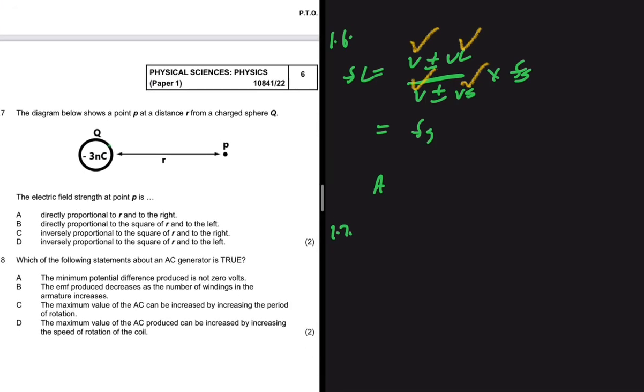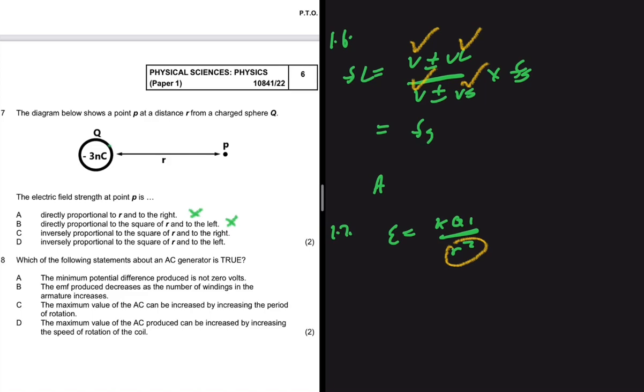1.7, the diagram below shows a point P at a distance R from a charged sphere Q. The electric field strength at point P is, let's look at A, directly proportional to R. No. It's supposed to be inversely proportional to R squared, right? Because E is equal to kQ divided by R squared. So it's supposed to be inversely proportional to R squared, not directly proportional to R. So A is definitely not correct. Let's look at B, directly proportional to the square. If it says directly proportional to the distance between the two, then it is incorrect. It's supposed to be inversely.